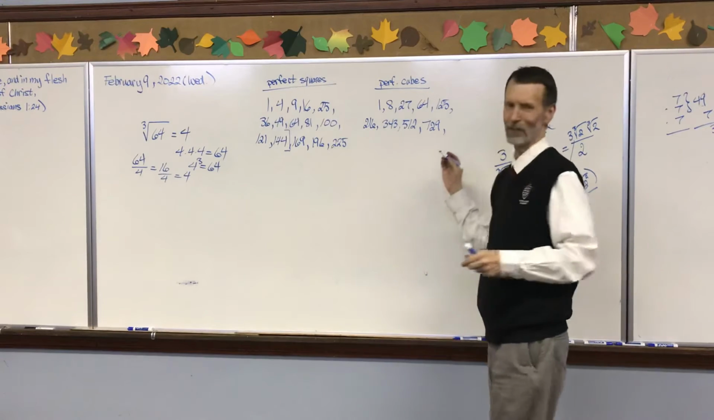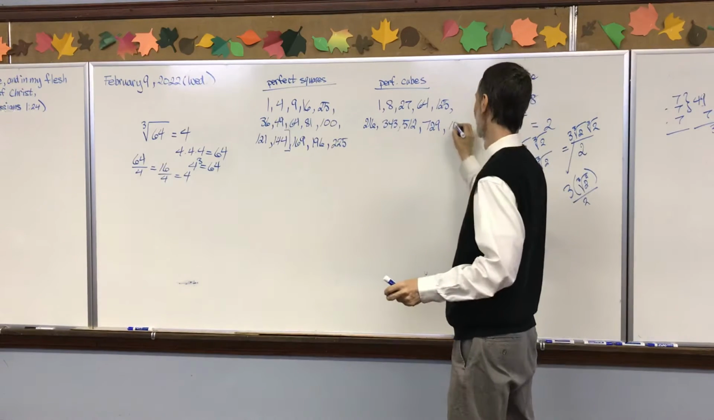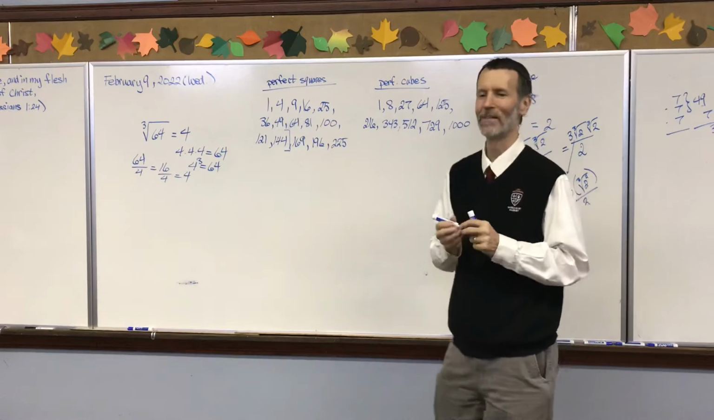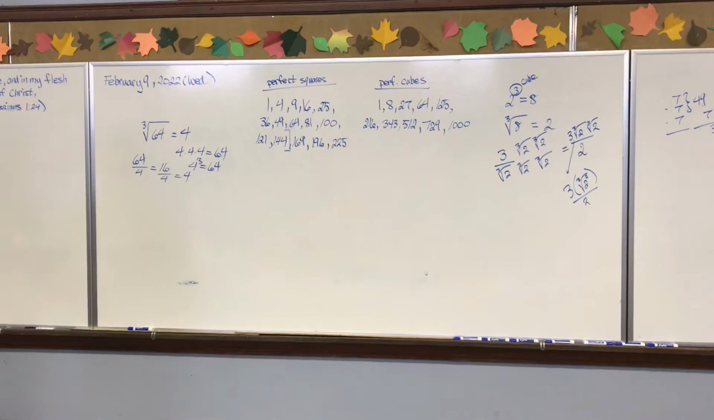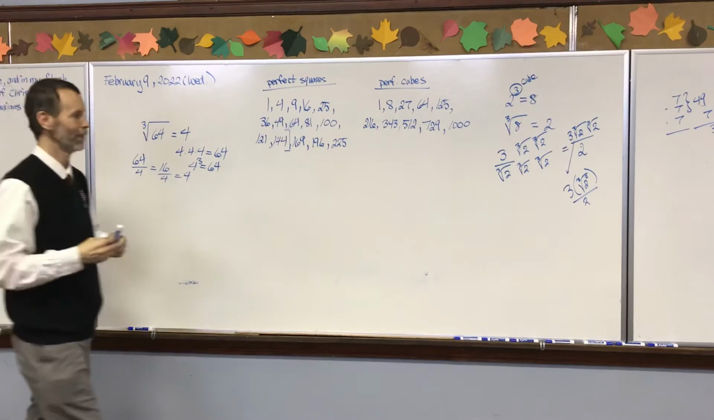And you should be able to get the last one. 10 times 10 times 10 is 1,000. Those are the perfect cubes. They keep going, of course. 11 times 11 times 11, I don't even know what that is.